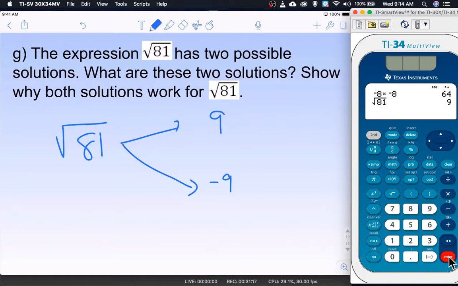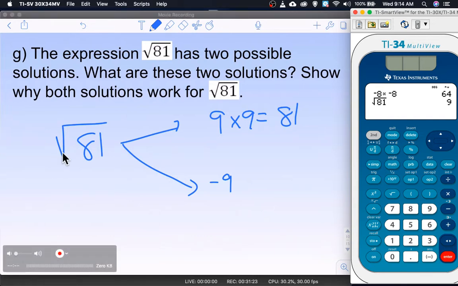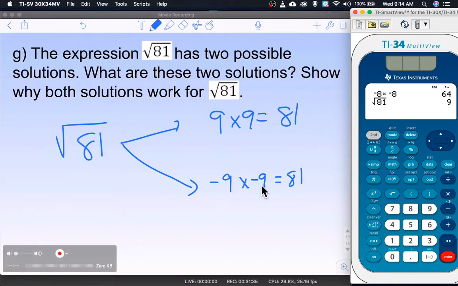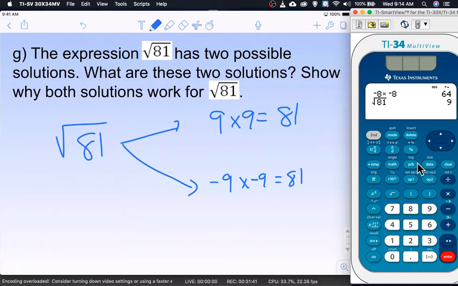Now, show why they work. Well, because 9 times 9 is 81. So this number times by itself gives me that value. But negative 9 times negative 9 is also 81. A negative number times by itself is positive. So that also would be a solution for the square root of 81. They both work.